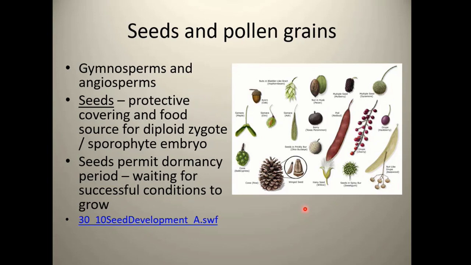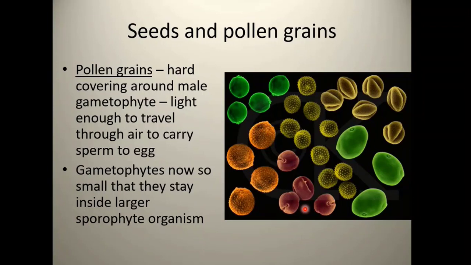So there could also be a question asking you about the seeds and their protective covering. How do they permit successful conditions so that they don't just end up as a seed, but continue to grow? And pollen grains, rather, are a hard covering around the male gametophyte, light enough to travel through air to carry the sperm. So the most important factor here for the pollen is the air.